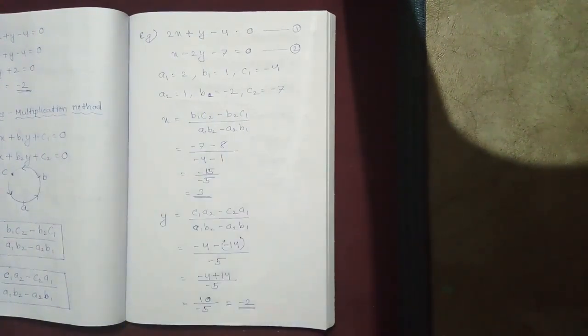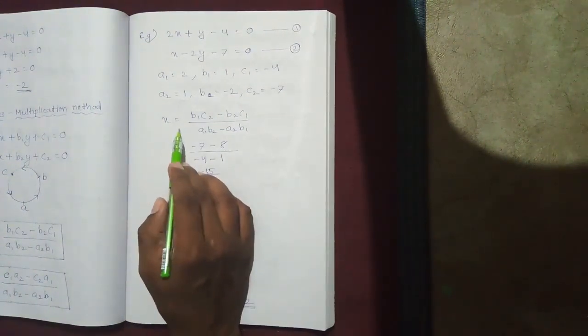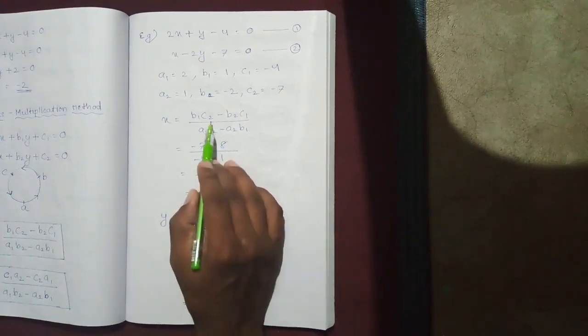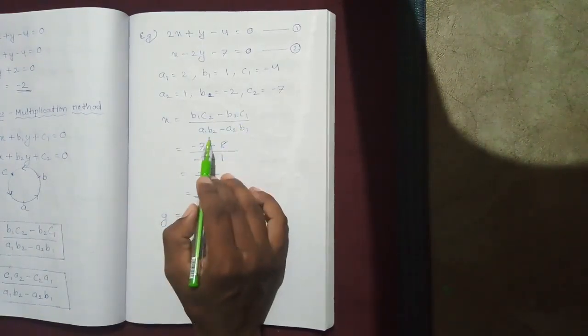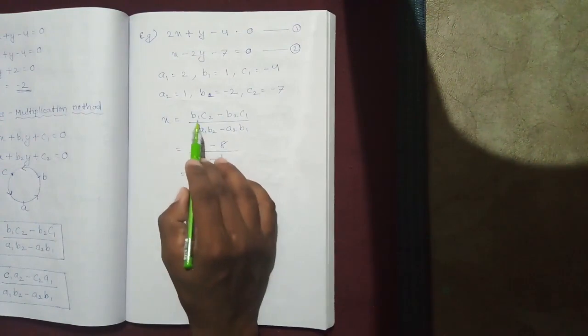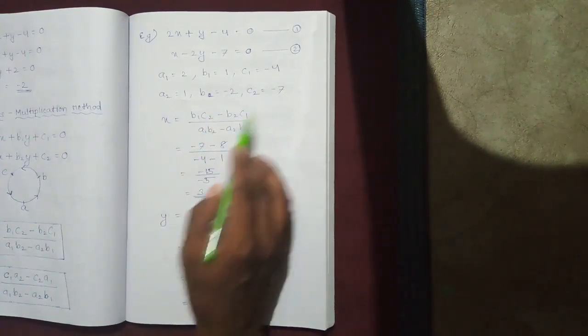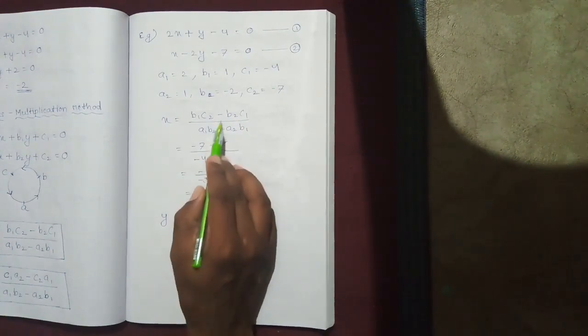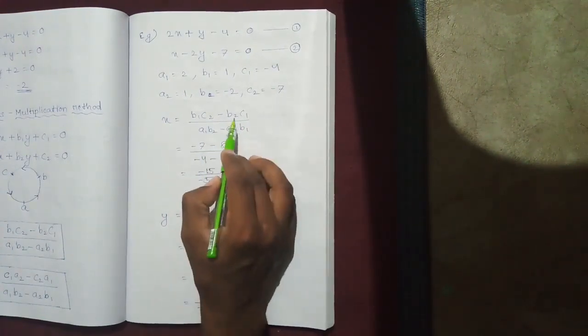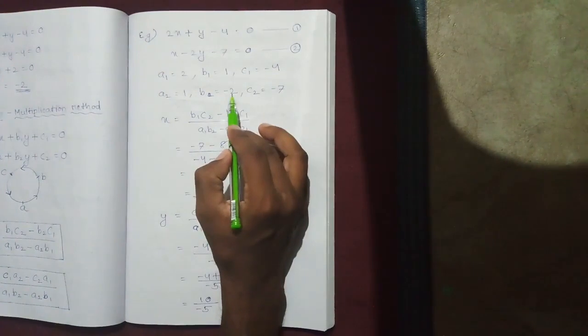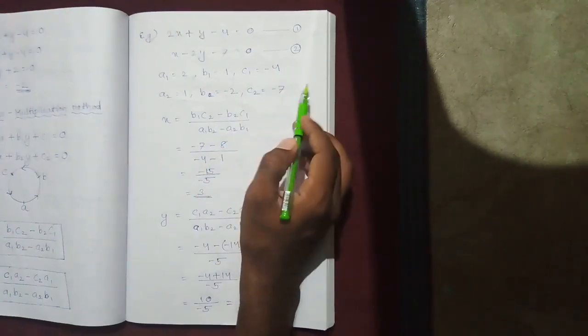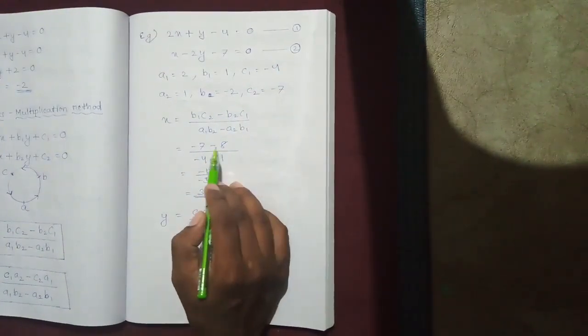So we have got a1 b1 c1, a2 b2 c2. Now let us find x using the formula, which is b1 c2 minus b2 c1 whole by a1 b2 minus a2 b1. What is b1 into c2? 1 into minus 7, which is minus 7. Then minus. What is b2 into c1? Minus 2 into minus 4, which is plus 8. So 8. Minus was already there.